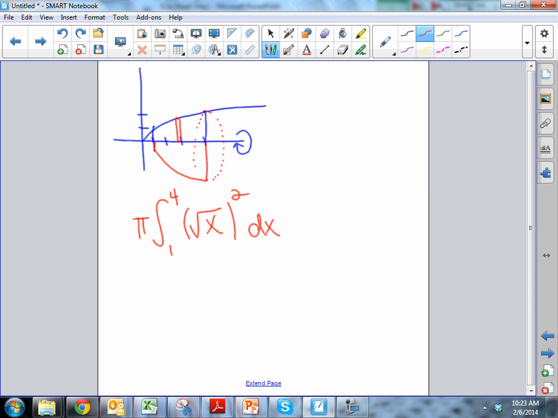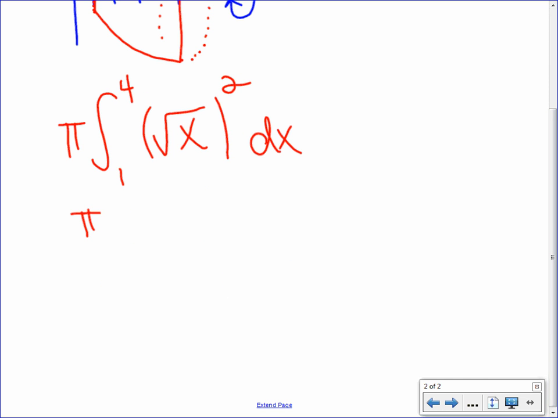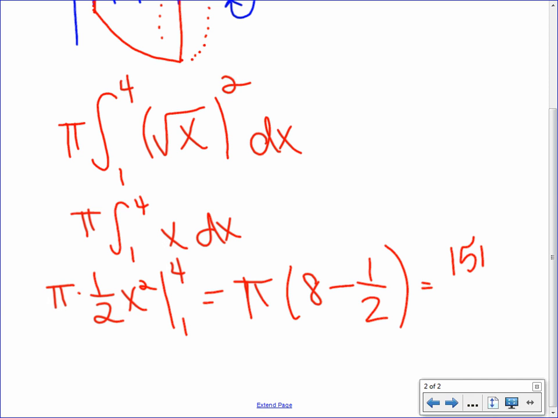This is one I would expect you to be able to do without a calculator. Okay? We have pi integral from 1 to 4 of x dx. So we have pi times 1/2 x squared evaluated from 1 to 4. Okay? 1/2 times 4 squared, which is 7.5, which is 15 pi over 2.